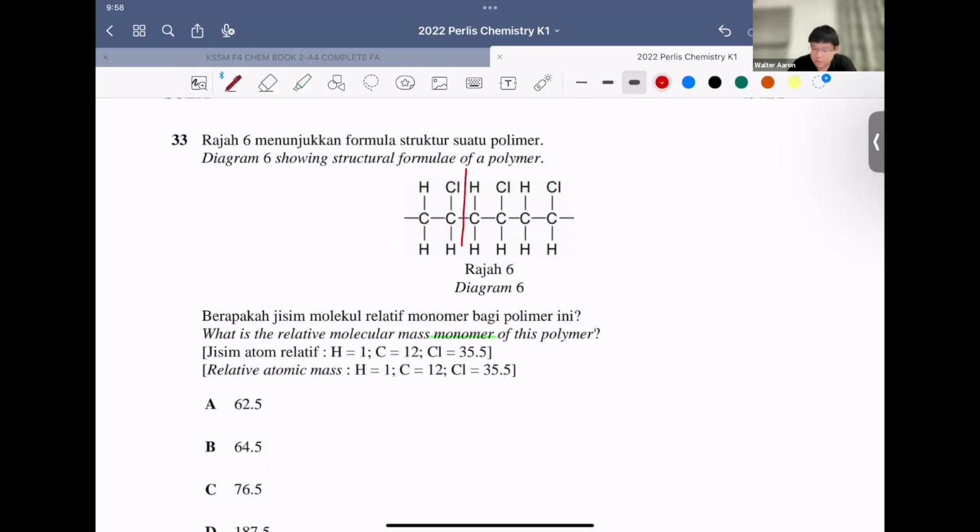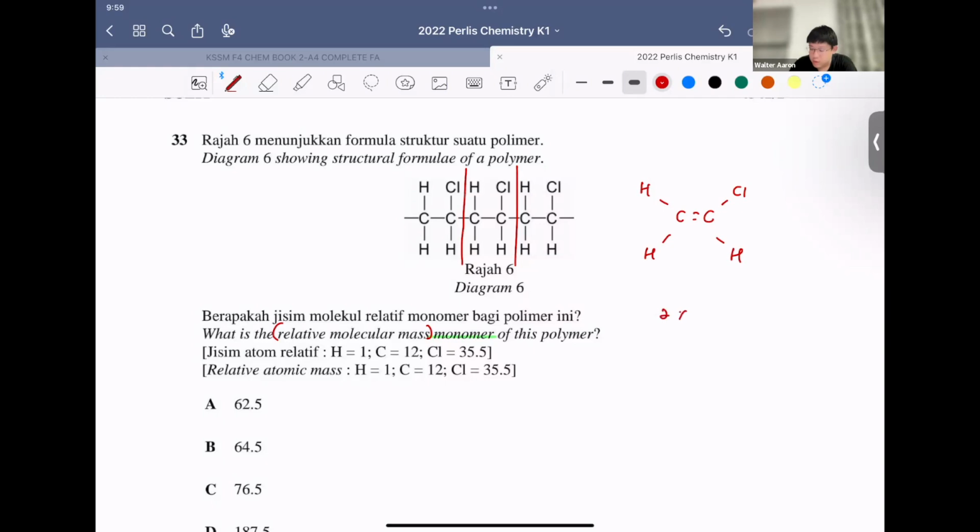You can just draw lines over here to show that these three structures are technically identical, which tells you that the monomer is actually supposed to be a double bond between C, and then you got an H over here, and you got a Cl over here, and then you got another 2H at the bottom over here. So this is the original monomer. So for the original monomer over here, we are supposed to calculate the relative molecular mass of this particular monomer.